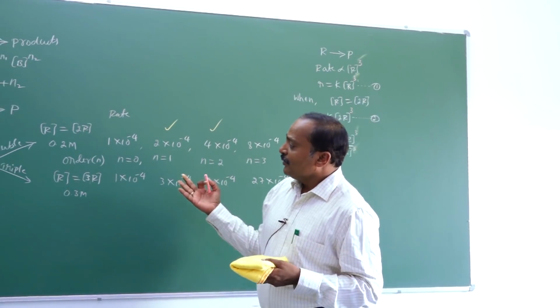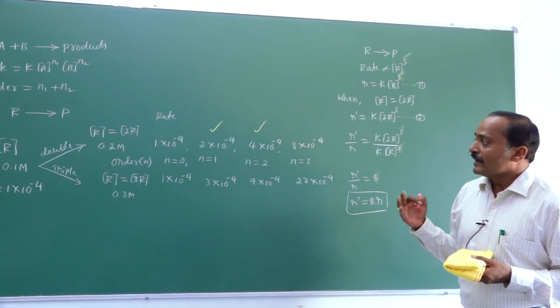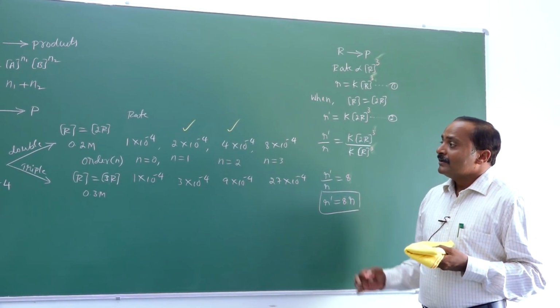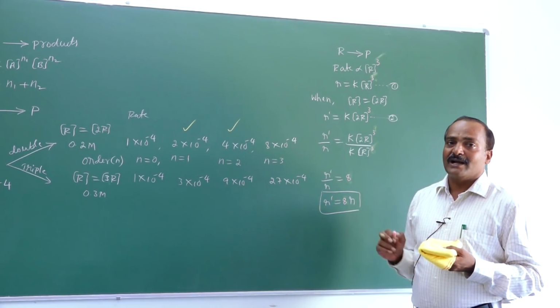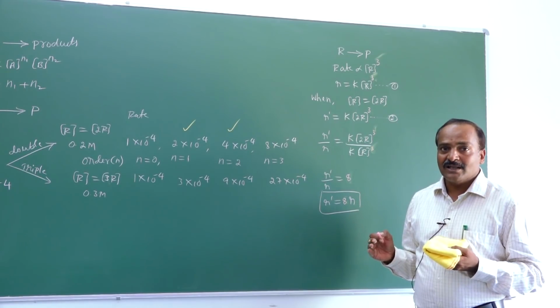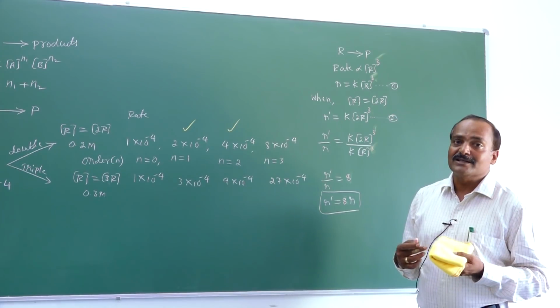When the concentration of reactant is tripled, the rate increases by a factor of 3 in a first order reaction. So the rate of a first order reaction increases by a factor of 3 when the concentration of reactant is tripled.